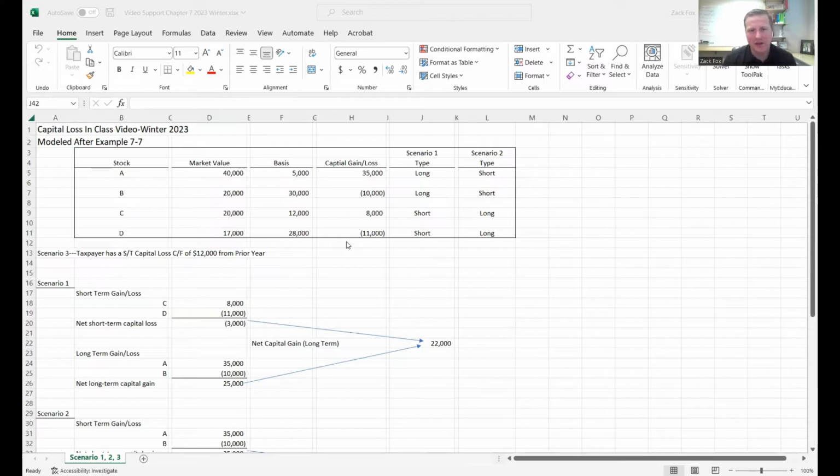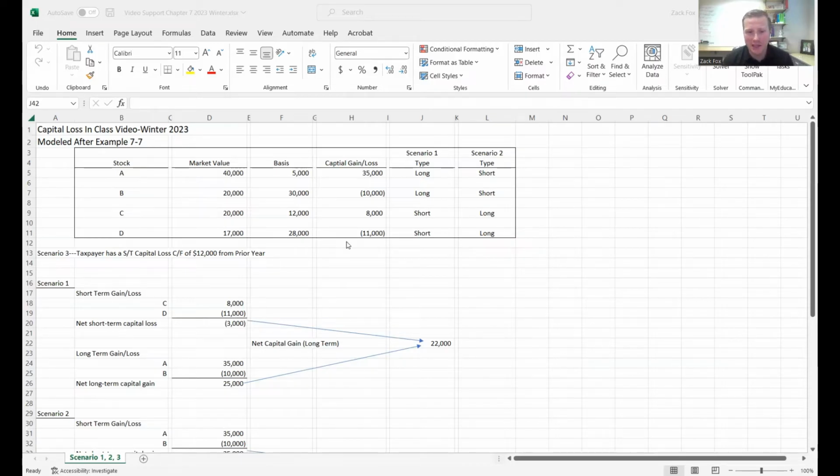In this scenario, we have 4 stocks and we're going to sell them either at a gain or a loss, and the type is going to be either long or short term. We're going to switch these types between scenario 1 and scenario 2 so you can see how the netting process works more clearly. Scenario 1: we're going to sell stocks C and D, which are short term. D was a loss of 11,000, whereas C is a gain of 8,000, which results in a net short-term capital loss of 3,000. Now, for our long-term gains and losses, we sell stocks A and B, which results in a net long-term capital gain of $25,000.